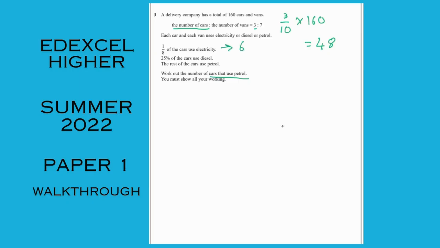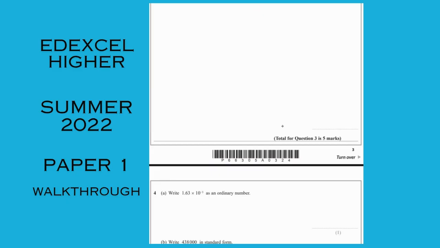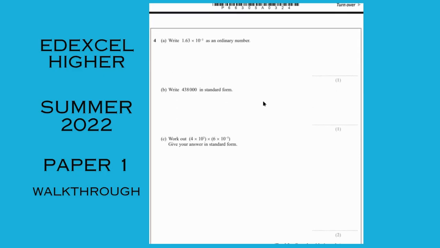1/8 use electricity. Divide by 8, you get 6. 25%, that's a quarter, use diesel. The rest. So rest means all those, take them away. 48, take away 18. Scroll all the way down because they're giving you way too much room for this question. For 30.